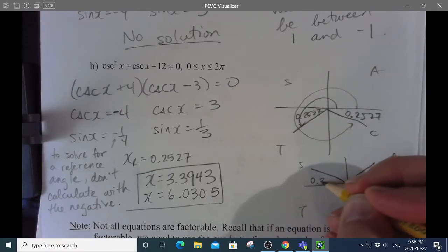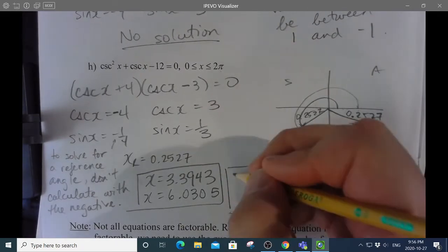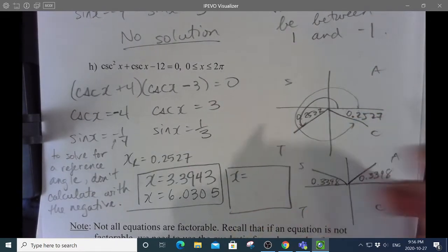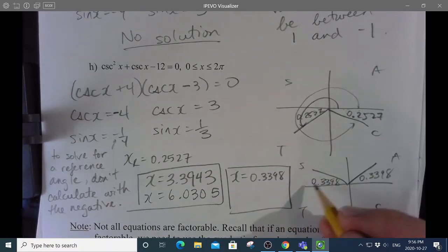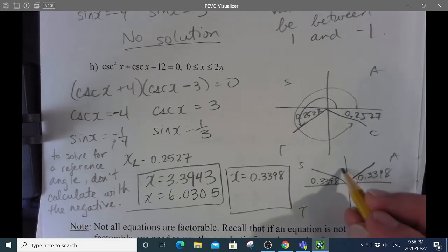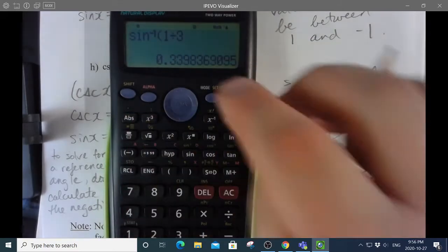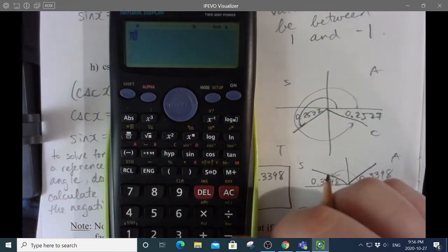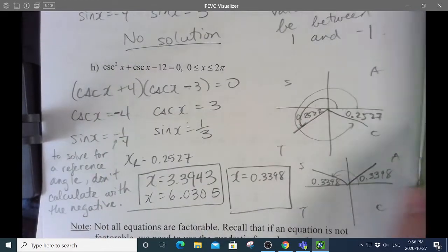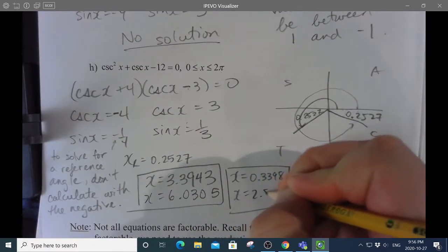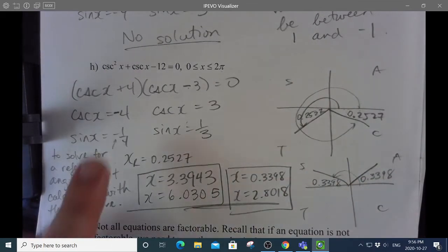So 0.3398. So my other two answers will be, well, you are your own reference angle in quadrant 1, so 0.3398 goes there. And this one I'd get if I went pi minus that angle. So shift pi minus the answer I just had, 2.8018. And there we go. There's our 4 answers for that equation.